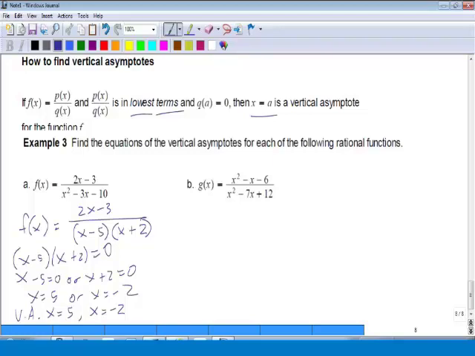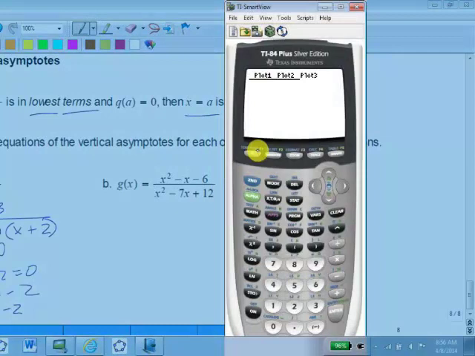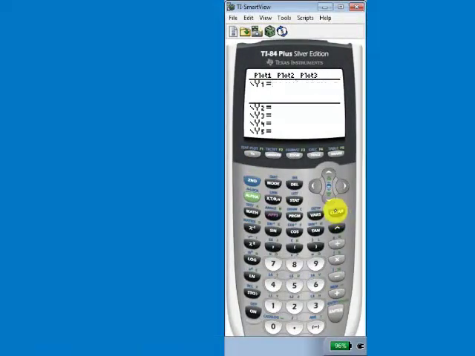An asymptote is not just a number. It's a line, so we denote a line by an equation. So be sure to include the x equals part. Two vertical asymptotes here. A quick peek at the graph, and just some similarities and differences between what the TI-83 Plus will do and what the TI-84 Plus will do.